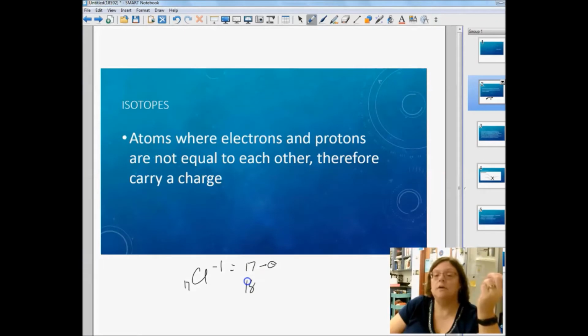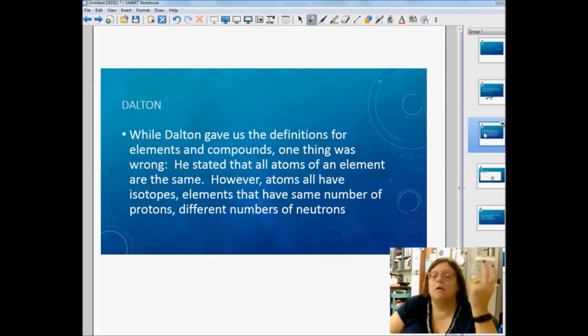-1, and that would be 18. Dalton gave us the definition of elements and compounds, but he said one thing that was wrong. He said that all atoms of every element are the same, and that's not true. We talk about isotopes. Isotopes are elements that have the same number of protons but a different number of neutrons.